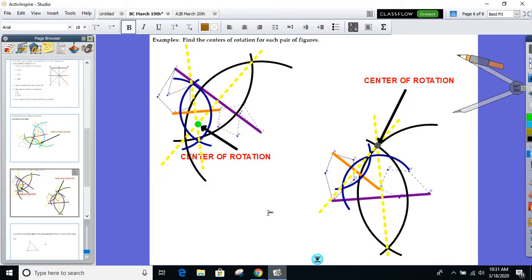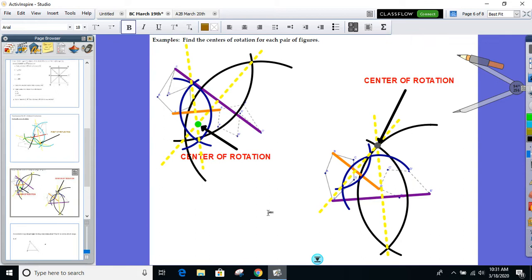Okay, here is where I ended up with my centers of rotation. So it looks like I rotated around those 2 points in both diagrams. Hopefully you guys are in the ballpark as well. Again, it's just 2 perpendicular bisectors. That's it to find the point of rotation.